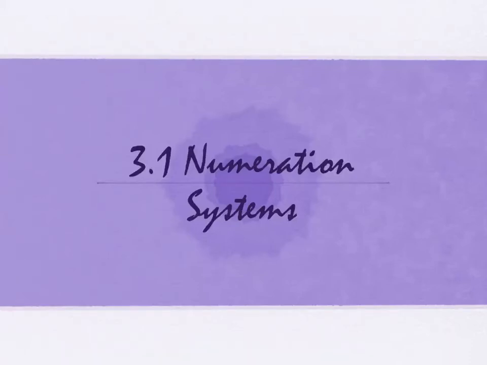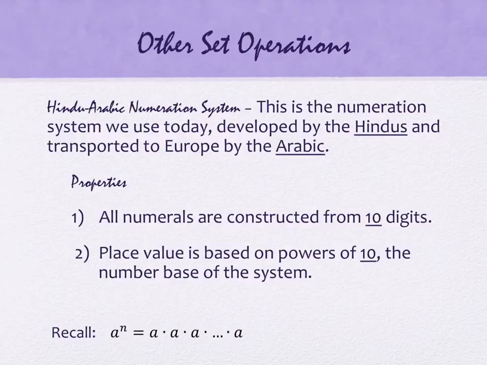Section 3.1 is titled Numeration Systems. Numeration meaning number. And we're actually going to start by recognizing that there is a name for the numeration system that we use. It's actually called the Hindu-Arabic numeration system. The numeration system was developed by the Hindu and transported to Europe by the Arabic.